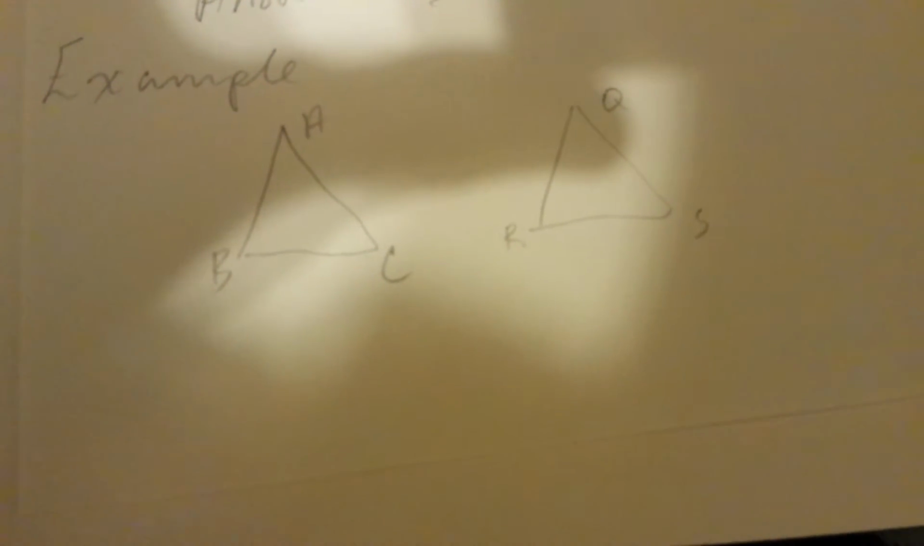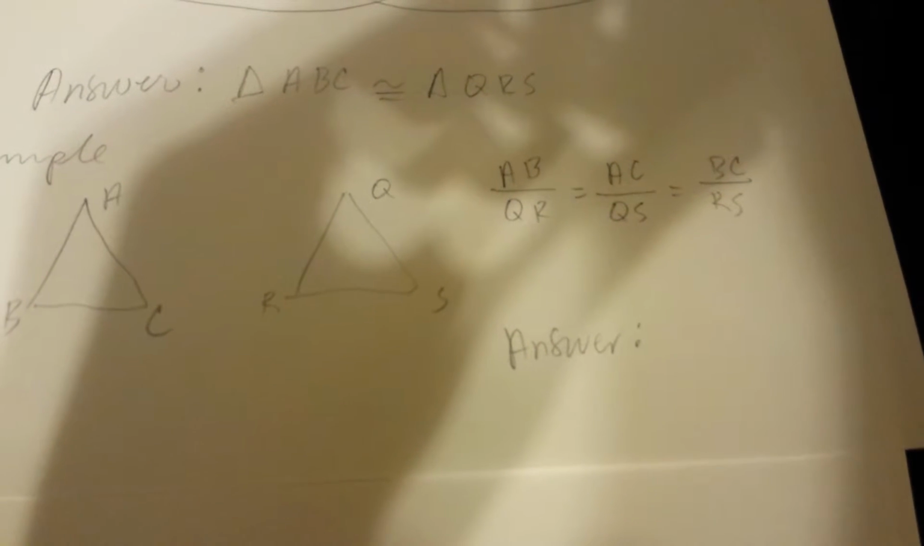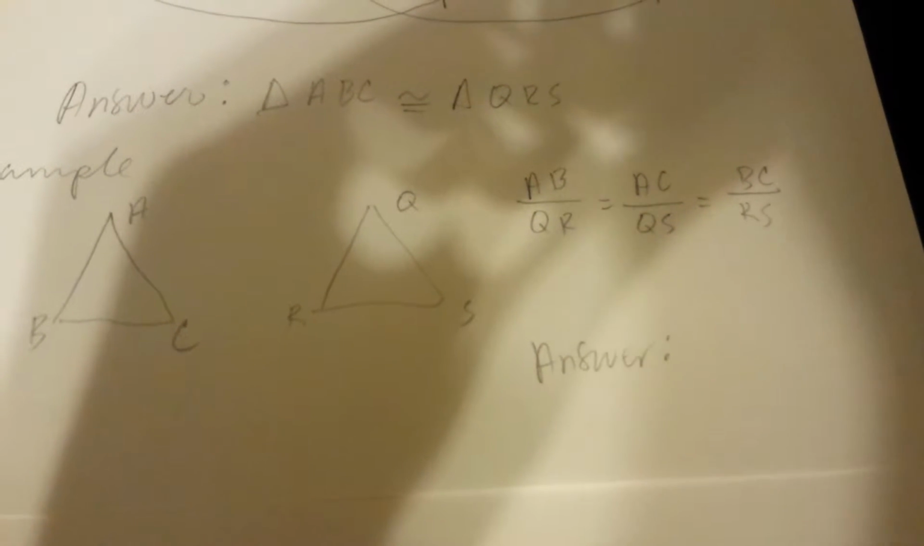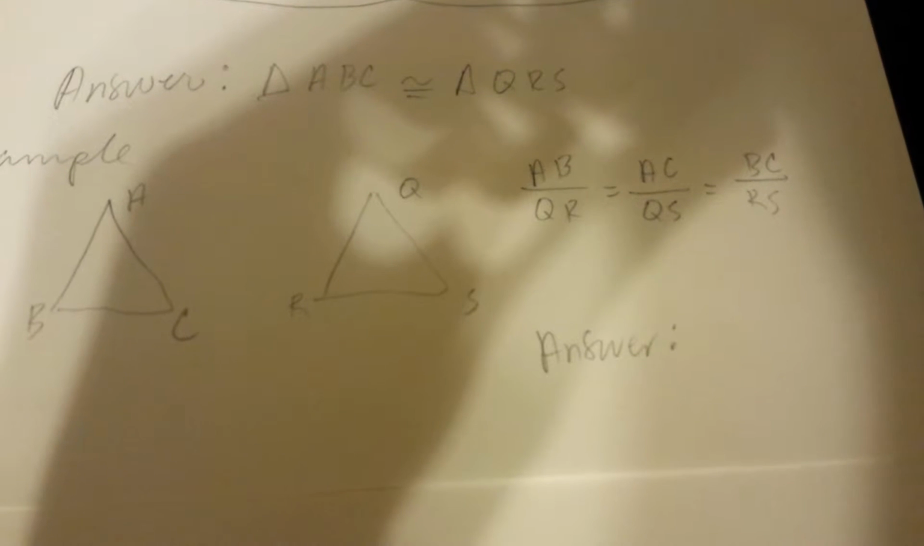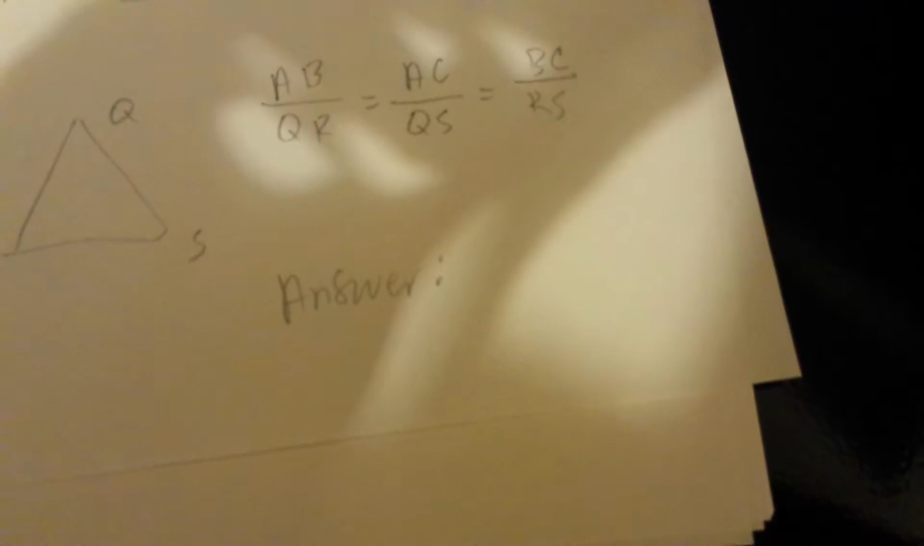As stated before in the first two problems, you want to properly acknowledge the congruent sides. As you can see, sides AB and QR are equal. Sides AC and QS are also equal, which means BC and RS have to be equal. Your answer will come out to be triangle ABC is similar to triangle QRS. Simple and easy. Now let's move on.